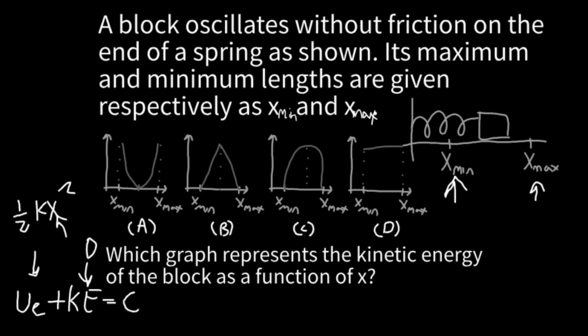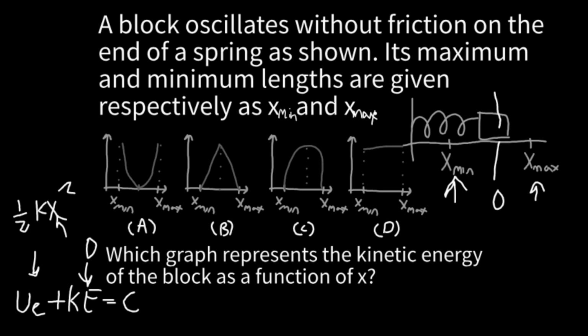The next thing I want you to think of is when we are in between those two positions. Because right in the middle here is our equilibrium position. And at that point, our stretch from equilibrium is 0, so that block is going to have all kinetic energy at its center. So that means between x min and x max, we have to be at our maximum for kinetic energy because we have no elastic potential energy.